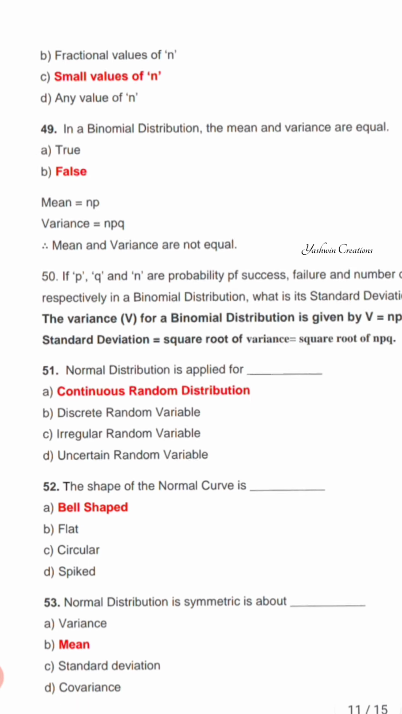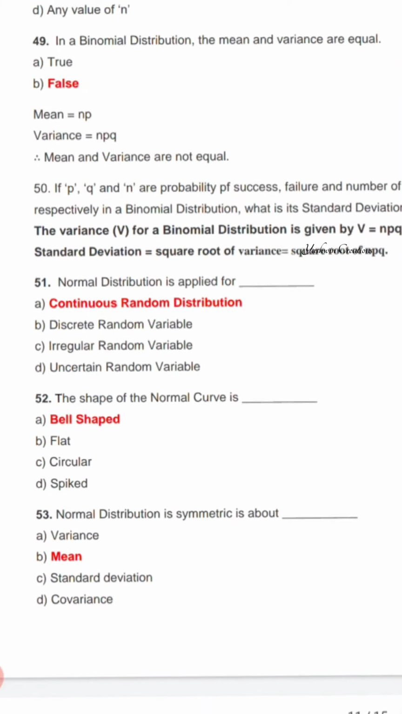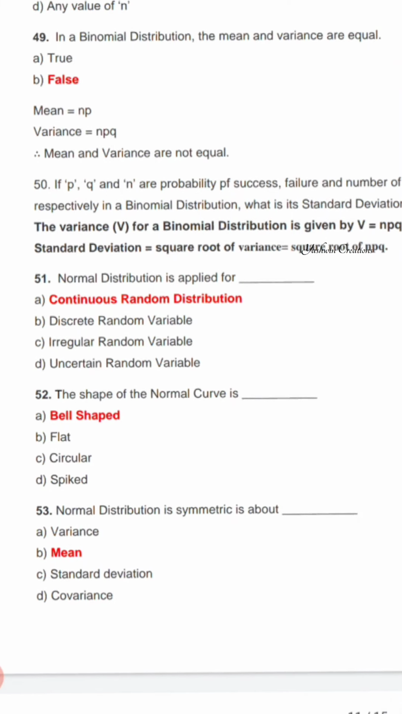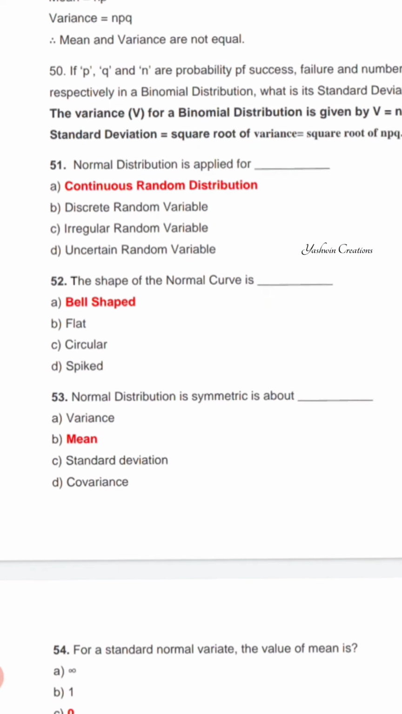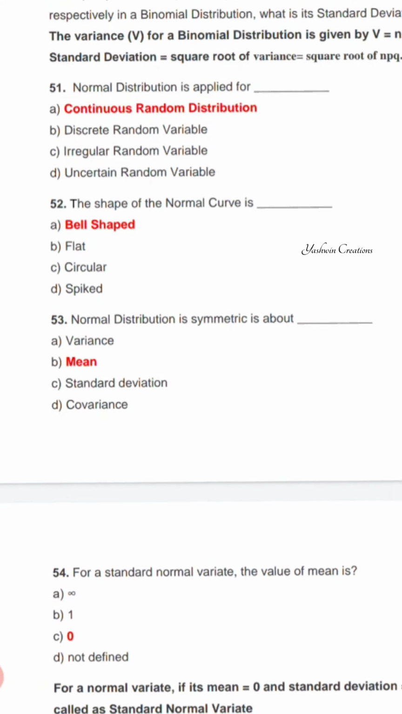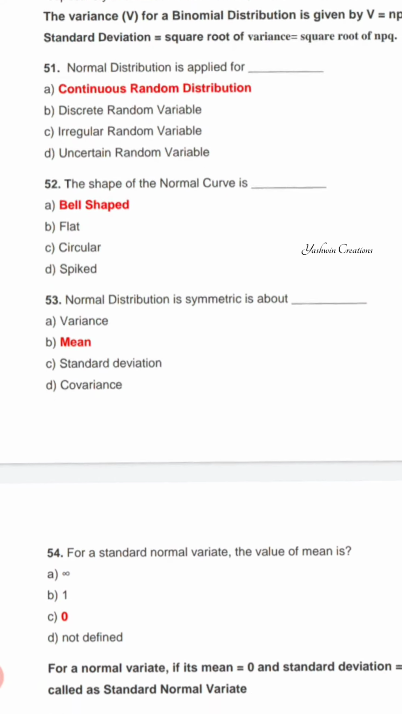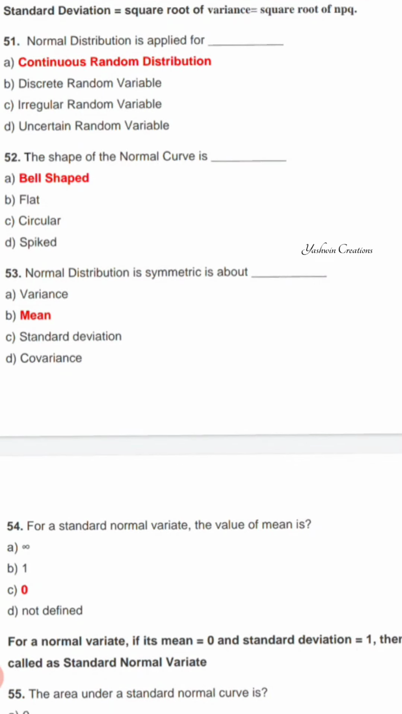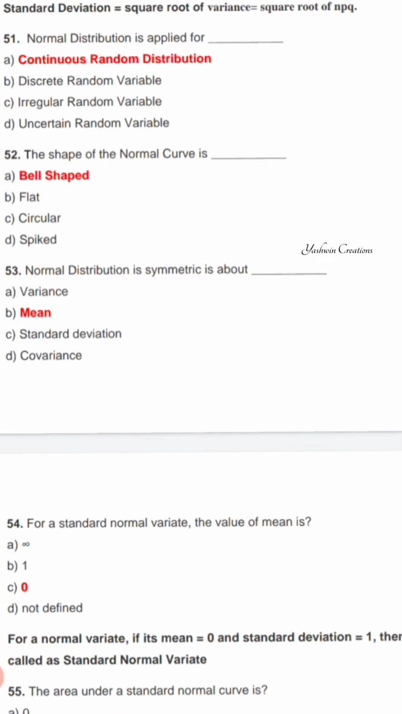Answer: normal distribution is symmetric about the mean. For a standard normal variate, the value of mean is 0. So remember, for a standard normal variate, the mean value is 0 and the standard deviation value is 1.